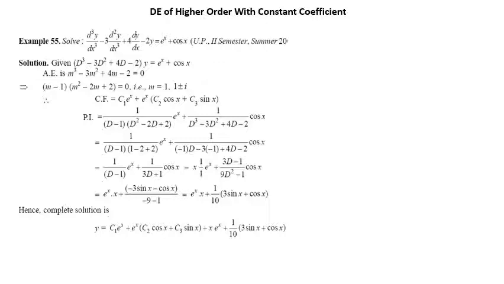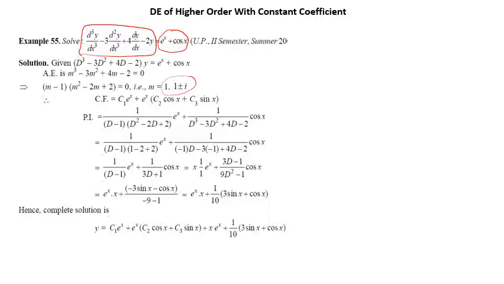Consider a different type of differential equation. For example, e to the power x plus cos x is the RHS. Solve this differential equation. Convert it into the auxiliary equation. Replace D by m: m cube minus 3m square plus 4m minus 2 equal to 0. Solve this. The roots of this equation are this.